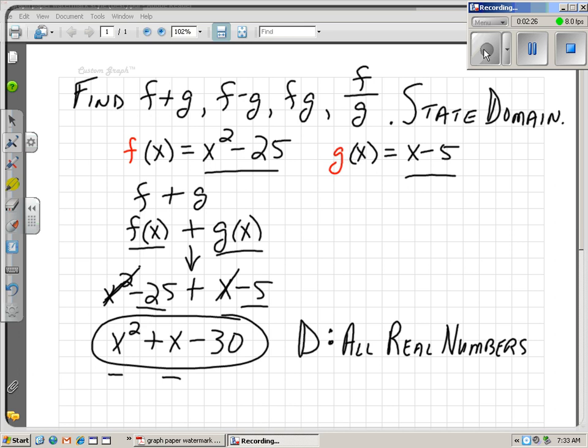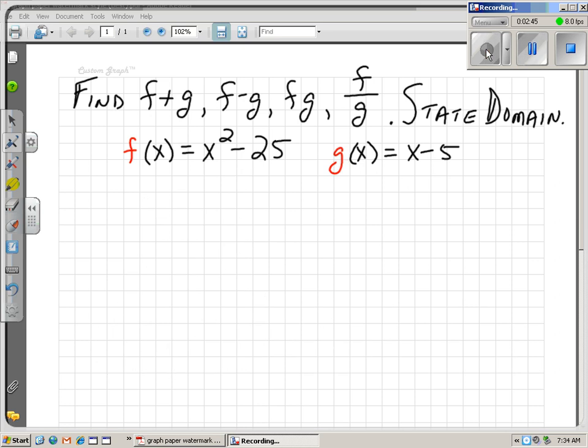I can put negative numbers in there. I can put positive numbers in there. I can put 0 in there. Those are all my real numbers. So I can't think of a single real number that won't work. Therefore, my domain is all real numbers. So a good rule of thumb is assume that it's all real numbers until you can prove that it isn't.